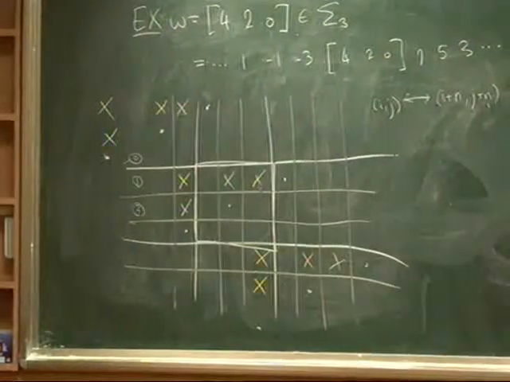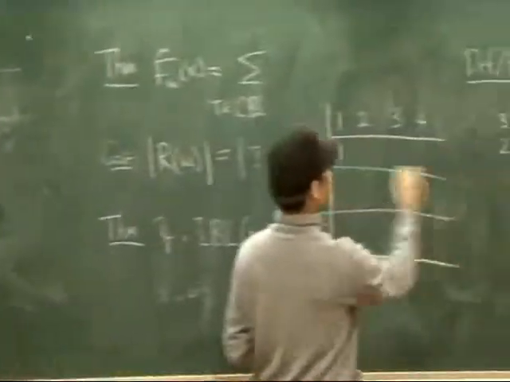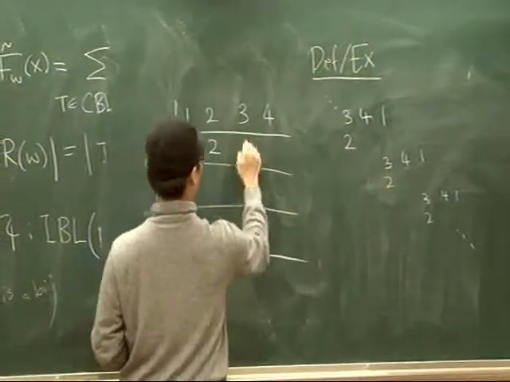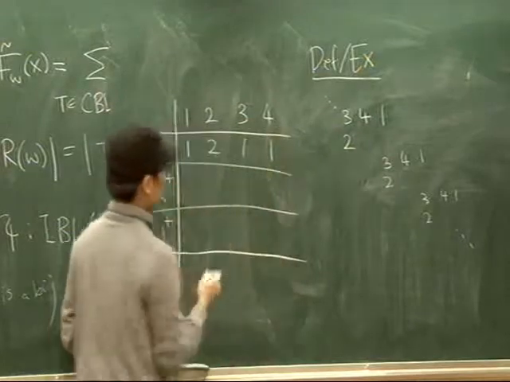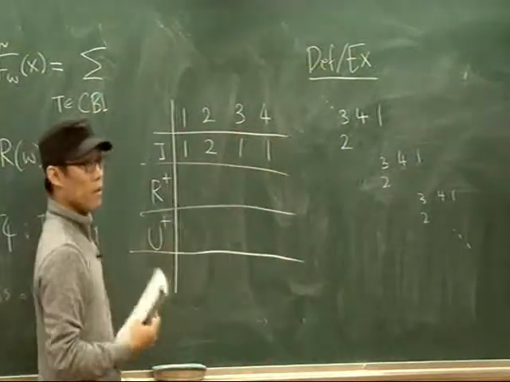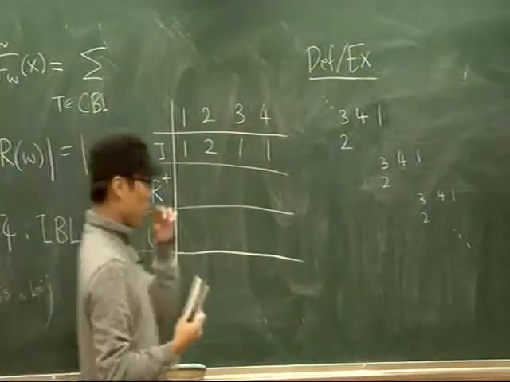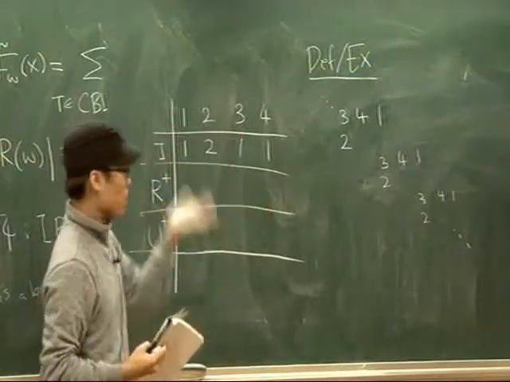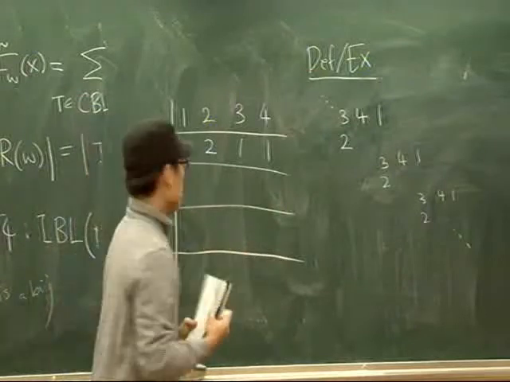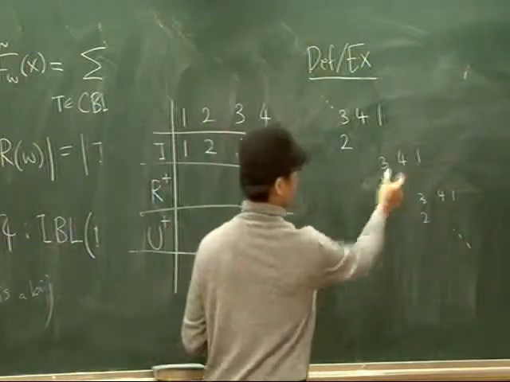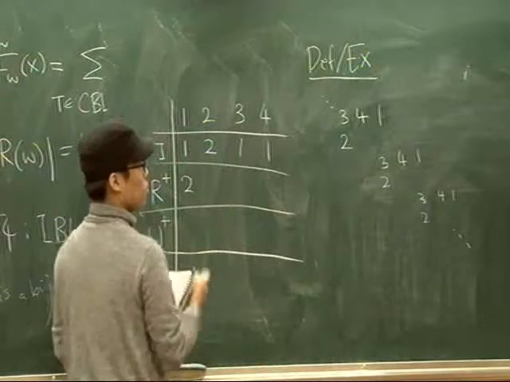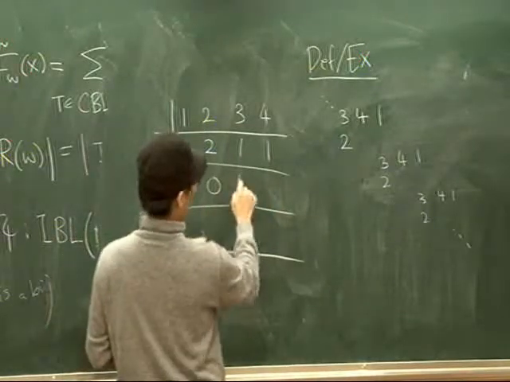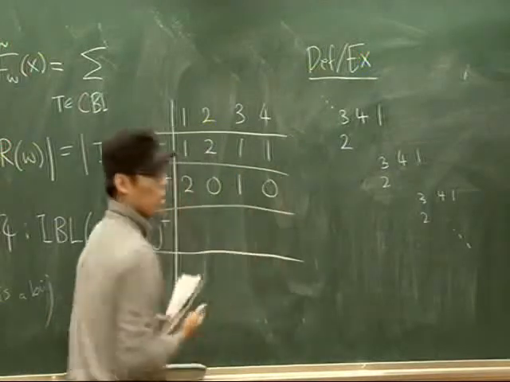Okay. So we write 1 here. 2 is on the second row. 3 and 4 are on the first row. So this is 1, 2, and 1. And R plus is the number of boxes on the same row which are greater than this box. So for 1, there are 2 boxes. So this is 2. For 2, there are no boxes. 3, there's 1 box. 4, there's 0 box.